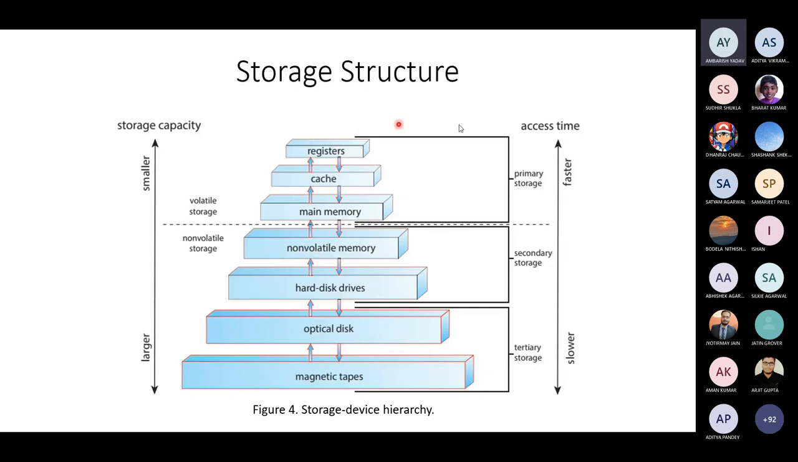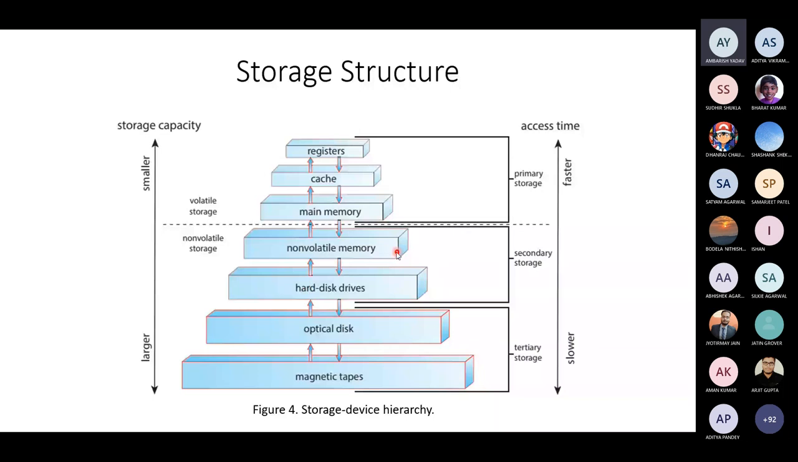But try to understand this picture, the storage device hierarchy. With magnetic tapes, you can store a large amount of data, but access is very slow. It will take a lot of time to read. Optical disks also take a lot of time to read, but you can store a huge amount of data. You can store 25 GB on one disk using Blu-ray, which we discussed in the previous class. Again, the hard disk where you store data permanently, and non-volatile memory, are all secondary storage.